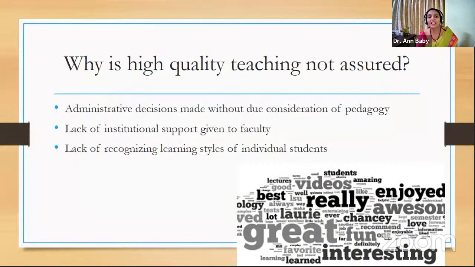Now, why is high quality teaching not assured in institutions? A reason could be administrative decisions, because administrators are not too interested in pedagogy. They might have other interests. Lack of institutional support, in terms of technology or in terms of salary. Lack of recognizing learning styles of individual students. Each individual student has a different learning style. Recognizing the learning style of a student is the ability of a teacher. We will go into that later.